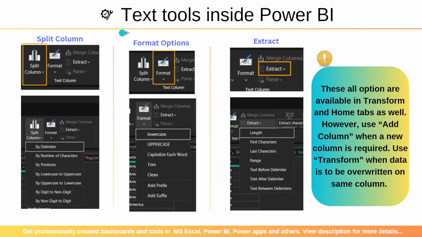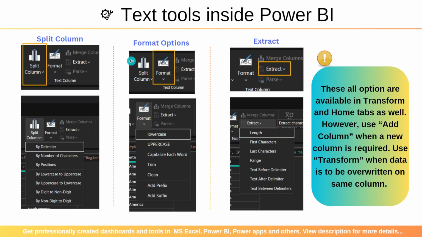Let's understand the text tools inside Power BI. The first text tool is split column. Inside split column, we can split our text based upon some delimiter or by the number of characters, just like after 3 characters we want to split the column, or by any particular position. We can also split the column from lowercase to uppercase or uppercase to lowercase and so on.